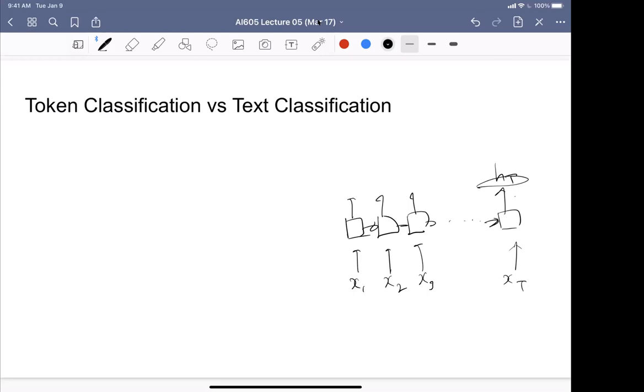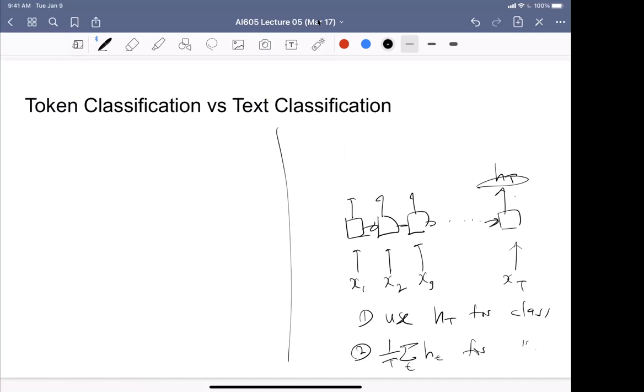So basically, you either use H_T for the classification, or you pool something like, for instance, average pooling. You divide by 1 over T of the summation of all H_T for classification. But in either case, what you use for the classification is a single vector, and this is a label that you give to the entire text, right?